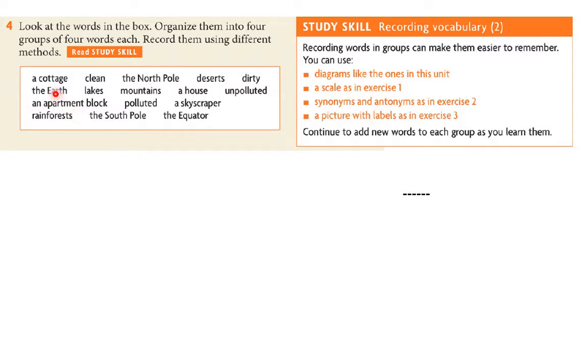And the words are cottage, clean, North Pole, deserts, dirty, the Earth, lakes, mountain, house, unpolluted, an apartment block, polluted, skyscraper, rainforest, the South Pole, and the equator. Now, from the first reading, we have an idea how to organize them. Then we can now start to divide them into groups.